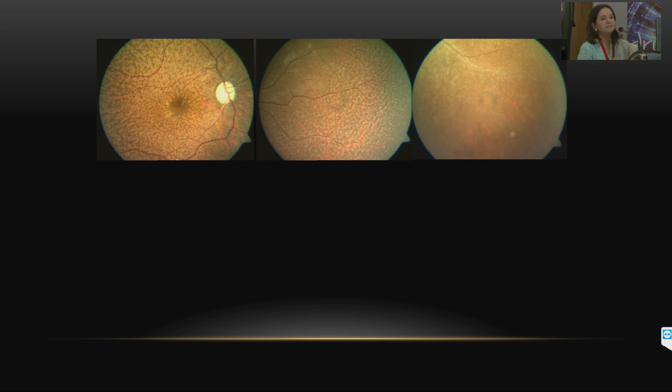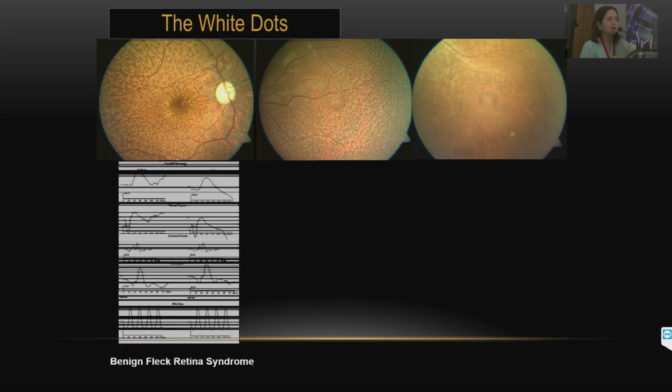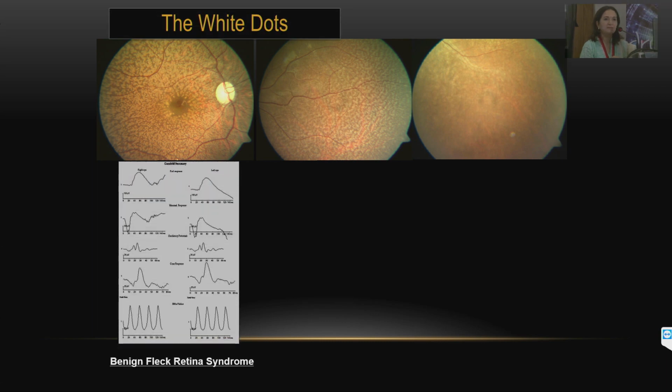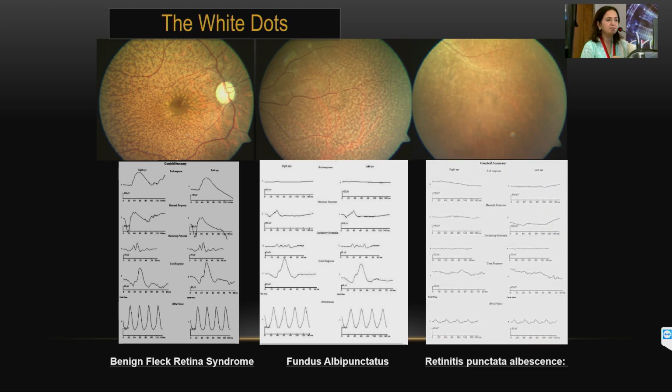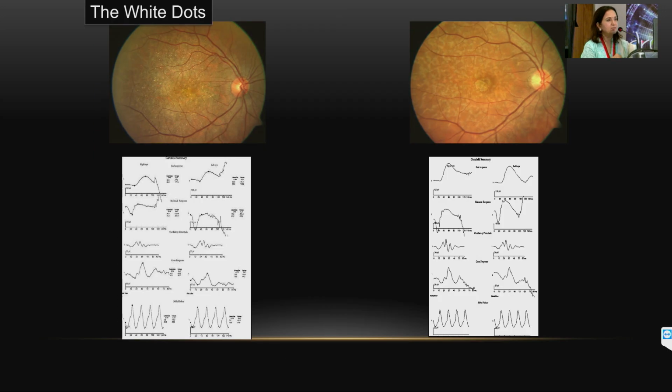Another common thing is lots of white dots on the retina. So the moment you see white dots, you should definitely ask for an ERG. If you see white dots and you see a normal ERG, it is benign fleck retina syndrome. If you see white dots and you see a reduced scotopic response, predominantly it is fundus albipunctatus, and if you see white dots and a flat ERG, it is retinitis punctata albescens.